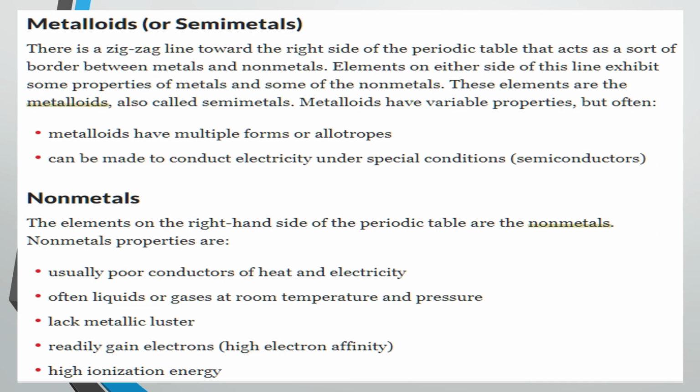Okay, next one we have metalloid. So, from the word metalloid, that is semi-metal. So, some of the characteristic of non-metal and some of the characteristic of metal are joined together to form metalloid. And we have non-metal. So, lahat ng non-metal is kabaliktaran yan ng metal. So, they are poor conductor of heat and electricity.